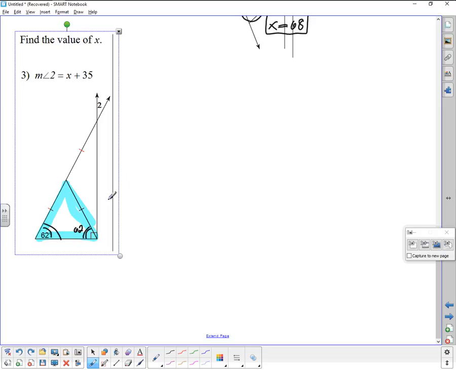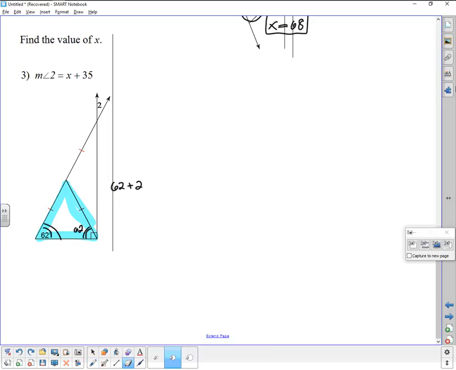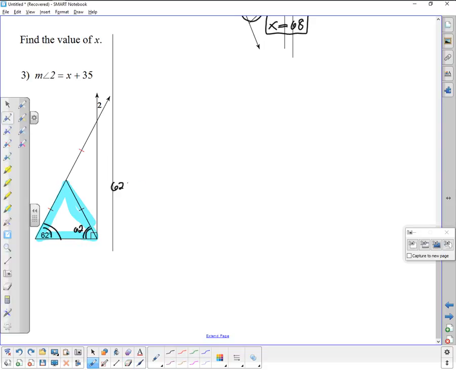Now, if you add all the angles, you get 180. So if I do 62 plus 62, now I don't know this one. I don't see any x's, so I put x right here. So this will be x. That should equal 180.